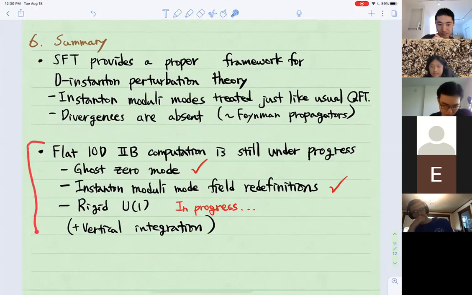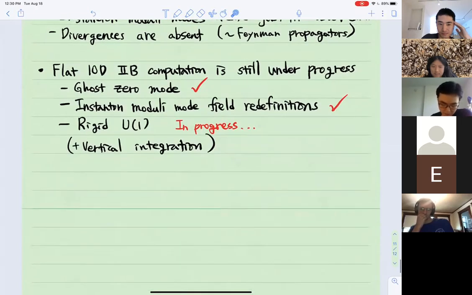So this is still work in progress. We've completed the ghost zero mode computation. We are done with this computation. This field redefinition, we are done. There is a further issue with rigid U(1), which I didn't talk about. And also on top of that, there is an issue of something called vertical integration. This actually is important, so let me just briefly mention it.